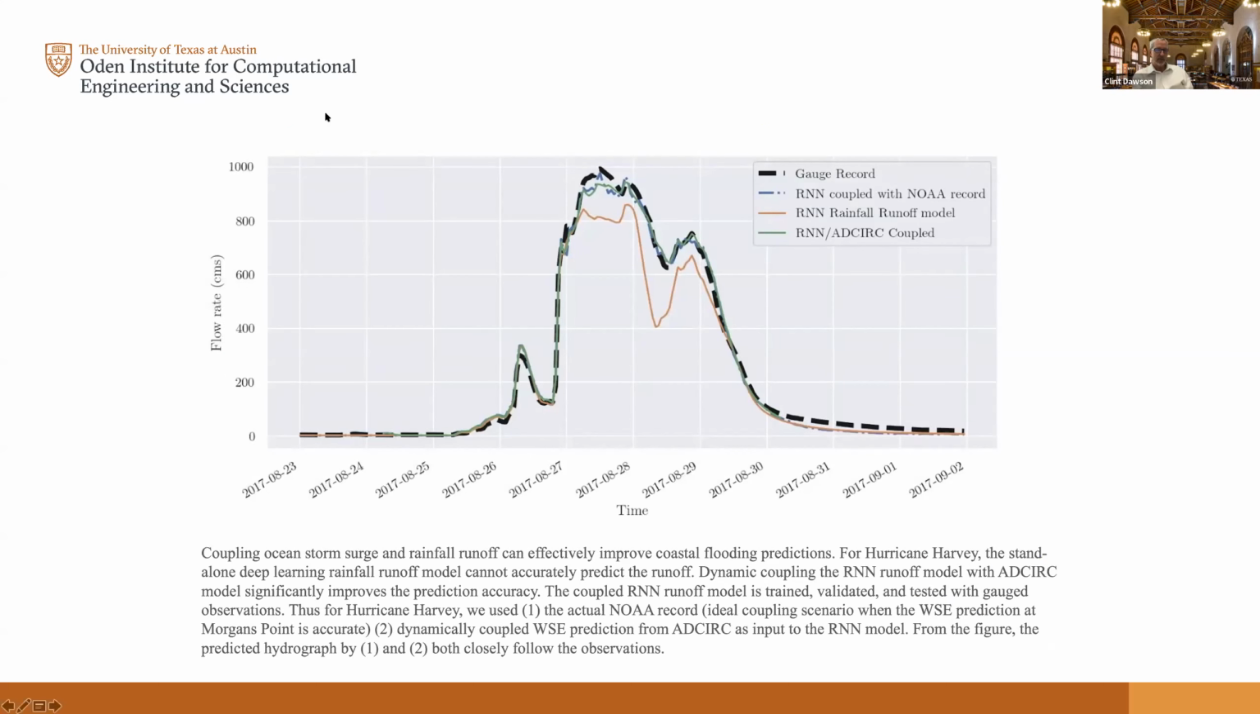So this shows that if we compare to a gauge record again, if we do this full coupling, then we get good matches with the gauge record. If we just use the neural network by itself, then again we kind of underpredict. So adding this additional data coming from ADCIRC, or even from a NOAA gauge if we use that, we get an almost exact match with the observation.